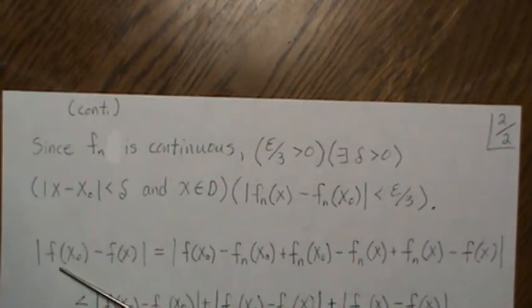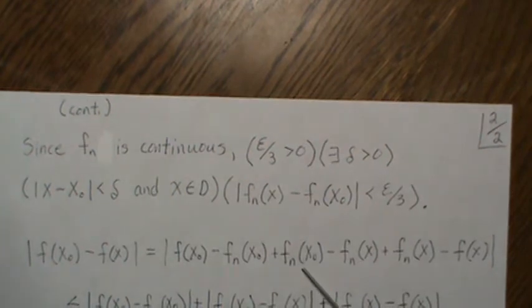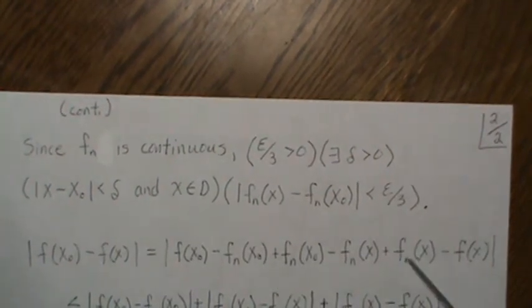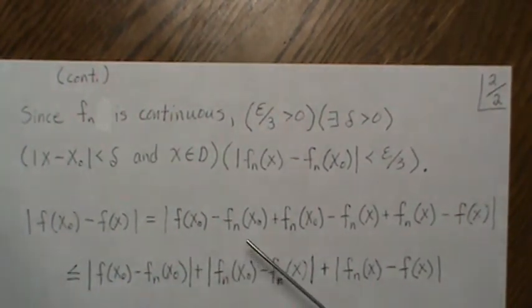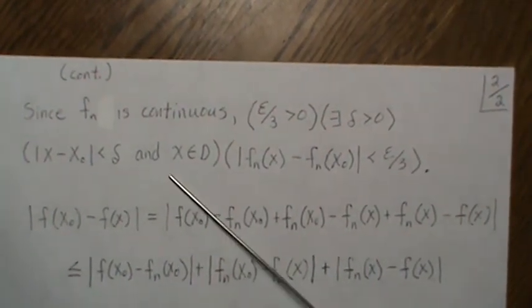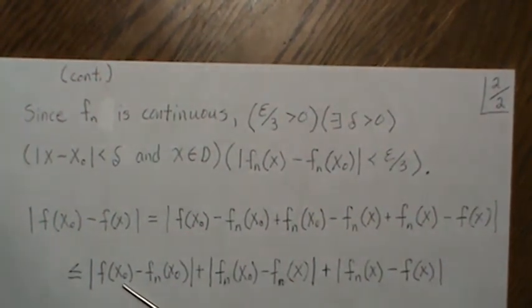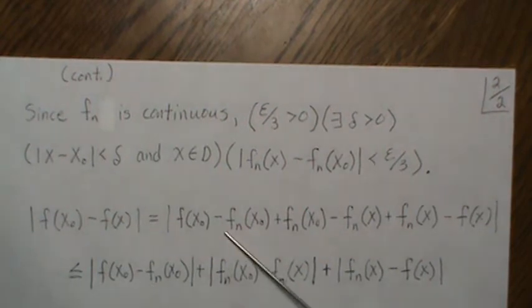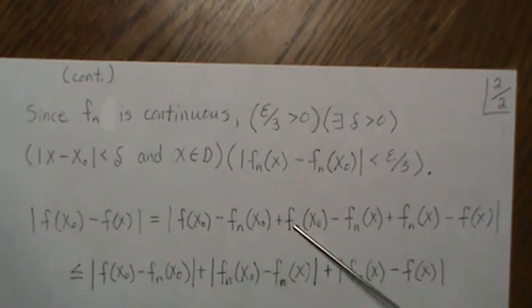Now let's look at the absolute value of f of x naught minus f of x. This is the part of the definition of continuous that we're going to start dealing with. Here it's equal to this if we add zero, that is, add and subtract the same quantity. So this absolute value is the same as this. Now by the absolute value inequality, we can look at these separately, and this is bigger than what we started with.